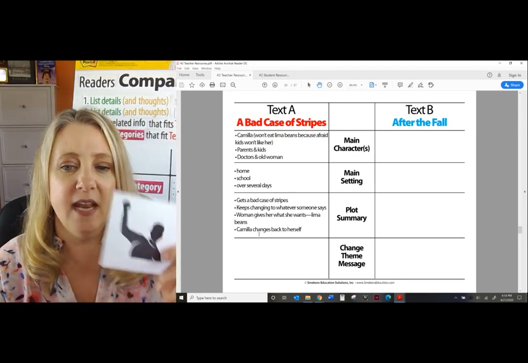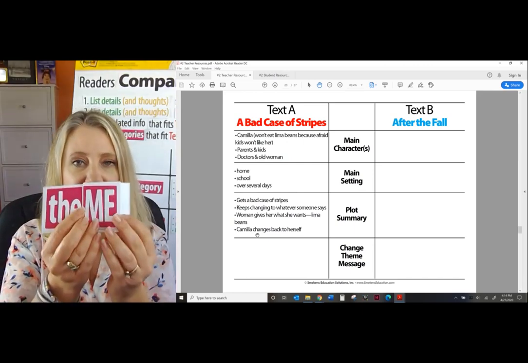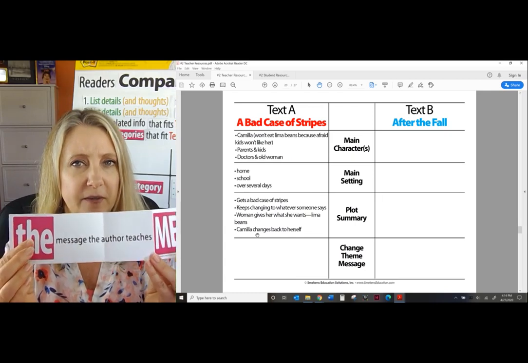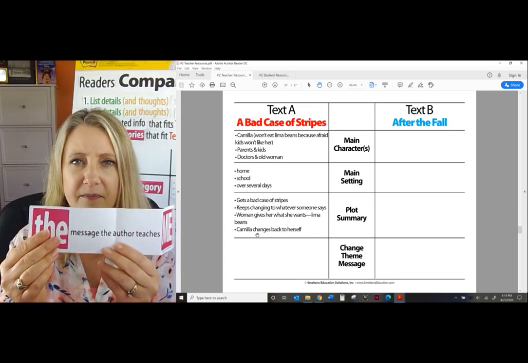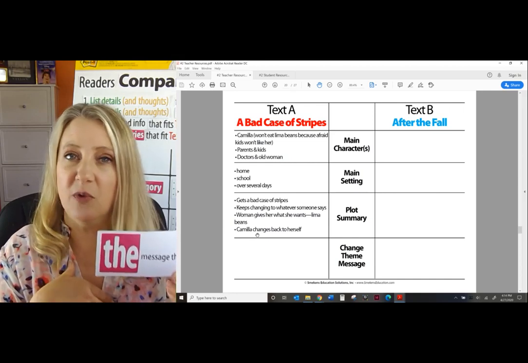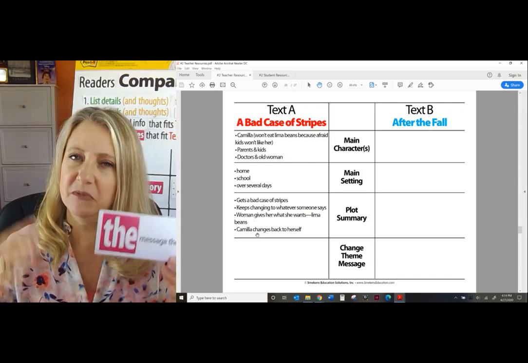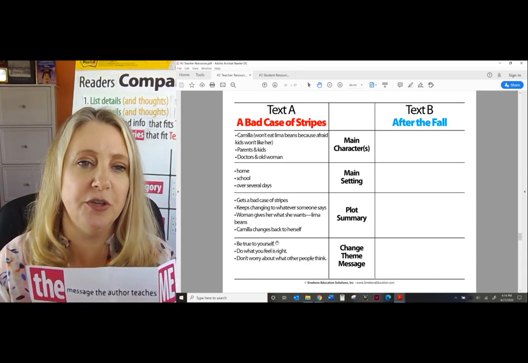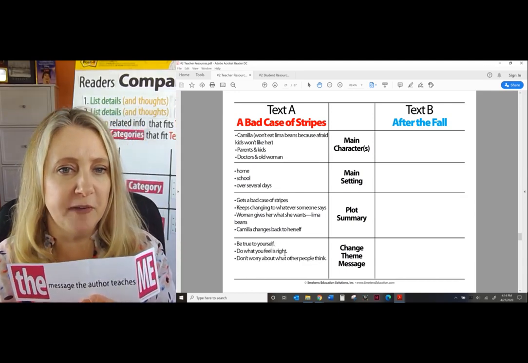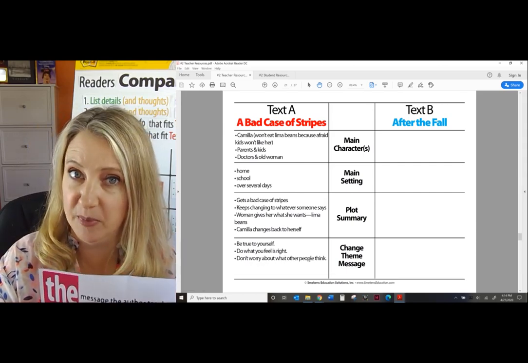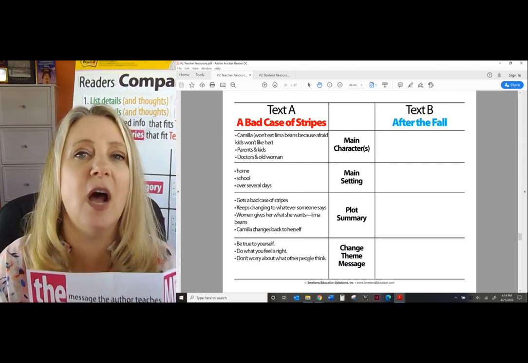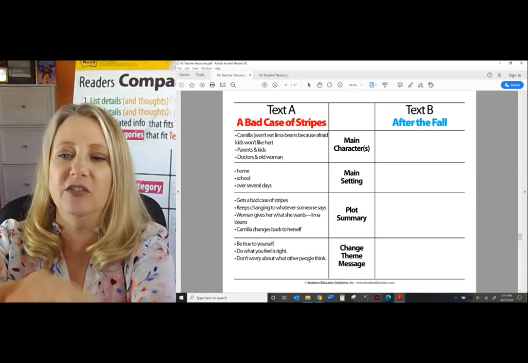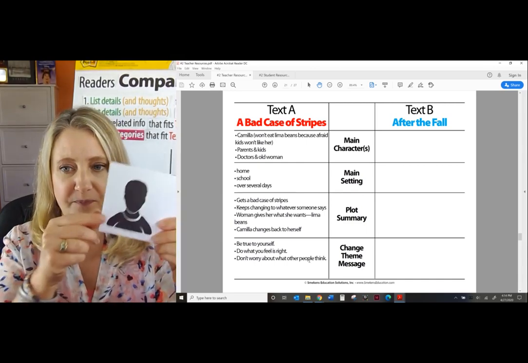Okay, good job. Now, what could have been some of the lessons? We did work on this. So what message did we learn? Yeah. Do what's right. Don't worry about what other people think. Something like that. There's a couple different ways to say this. Be true to yourself. Do what you feel is right. Don't worry about what other people think. So there's not one right theme, but all of those really fit A Bad Case of Stripes. Now let's have you try After the Fall.